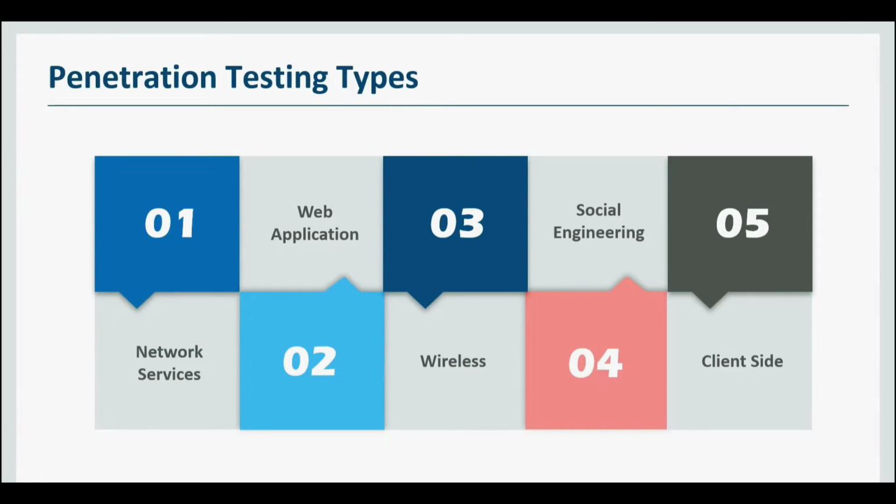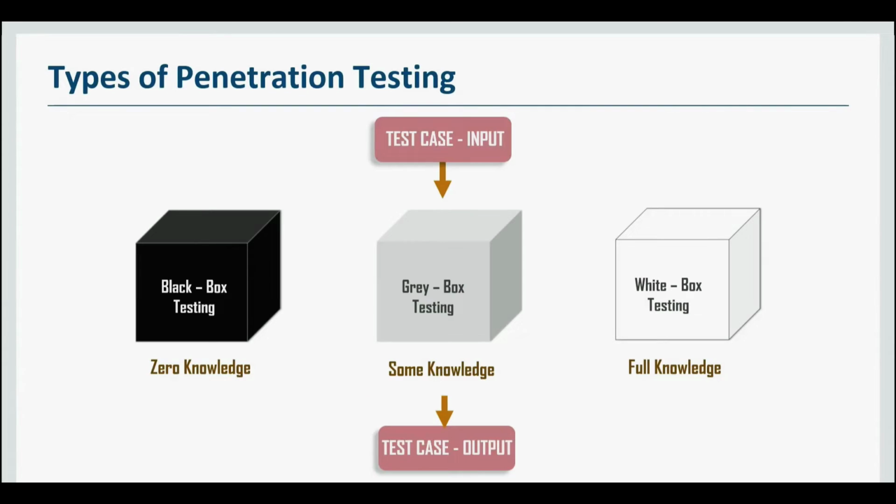Now there are two more ways. One is based on knowledge of the target. The second one is based on the position of the penetration tester. So based on how much information a penetration tester knows, we have black box, gray box, and white box.